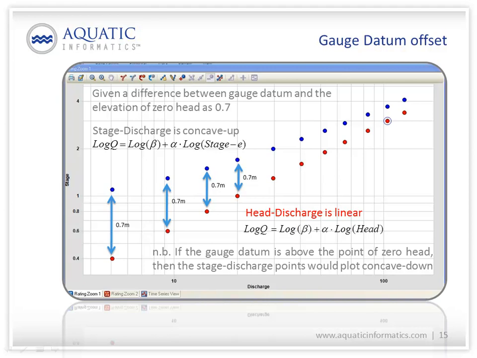And so when we add a constant value to our stage observations and plot them on a logarithmic scale, what we see is that linear relation turns out as being a concave up relation. Similarly, if our reference elevation were below the head, then we'd have to subtract that constant value from each stage observation, which would give us a concave down relation.